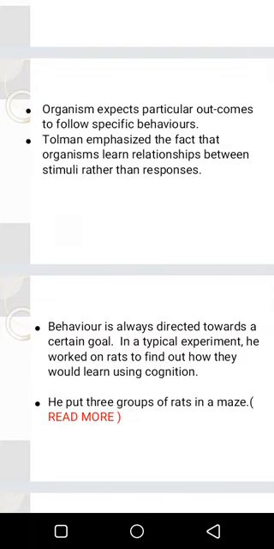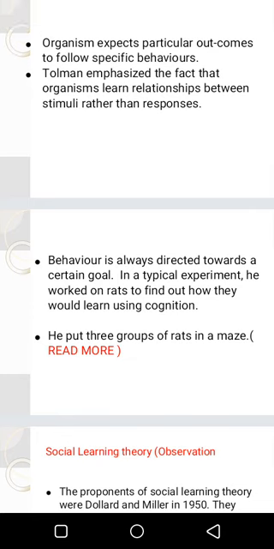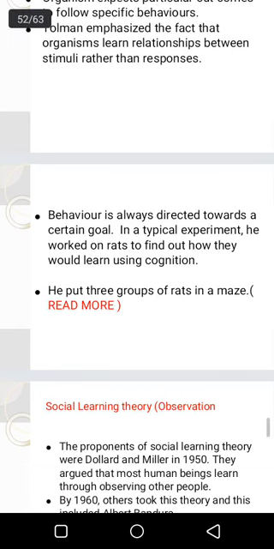Behavior is always directed towards a certain goal. In a typical experiment, he worked on rats to find out how they would learn using cognition. He put 3 groups of rats in a maze. I would encourage somebody out there who is listening to read more about this theory. Remember, this theory is talking about knowledge, the use of knowledge, the use of thinking, critical thinking. That is what it is all about.